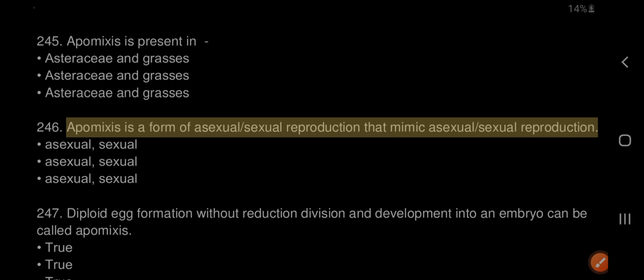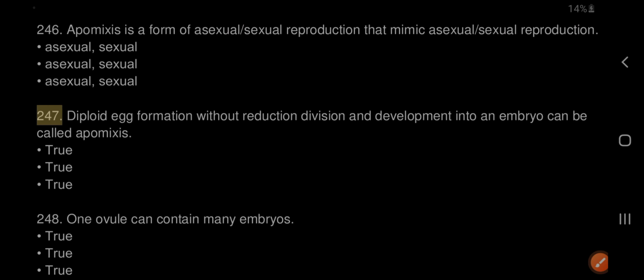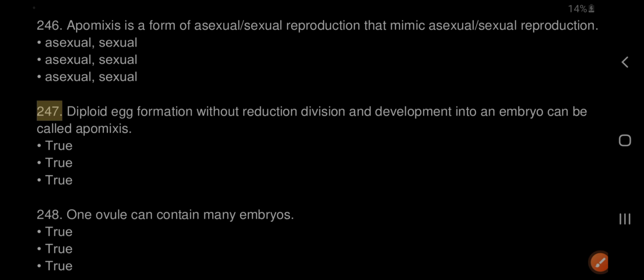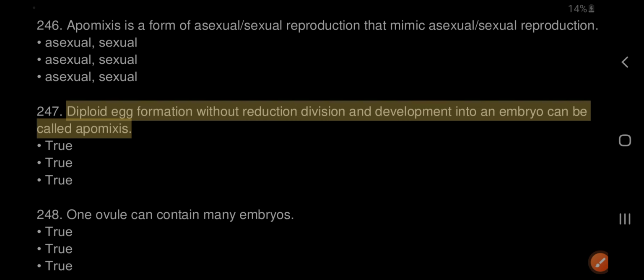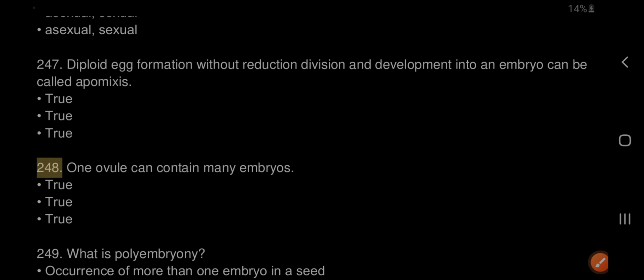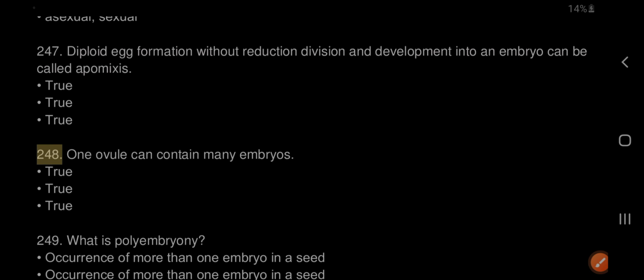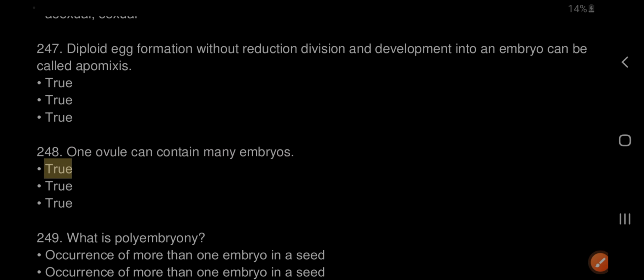247. Diploid egg formation without reduction division and development into an embryo can be called apomixis. True. 248. One ovule can contain many embryos. True.